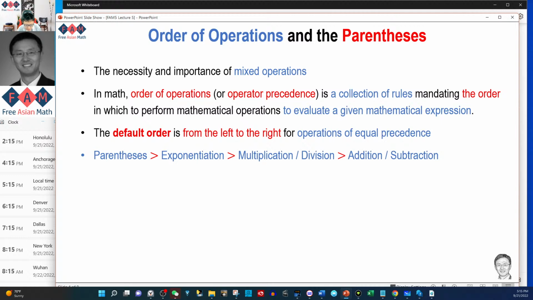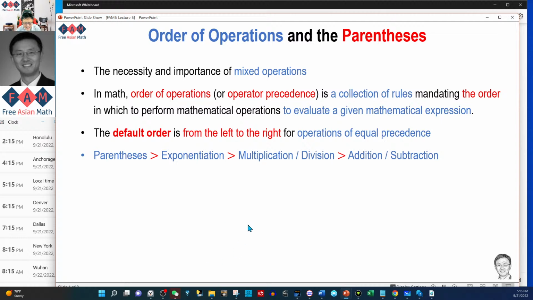So the rule is like this. Parentheses, whenever you have them, will change the order. They have the highest precedence over anything else. In fact, we use parentheses to override the other order of precedence. And without parentheses, then we will have exponentiation before multiplication or division, which will be before addition and subtraction.